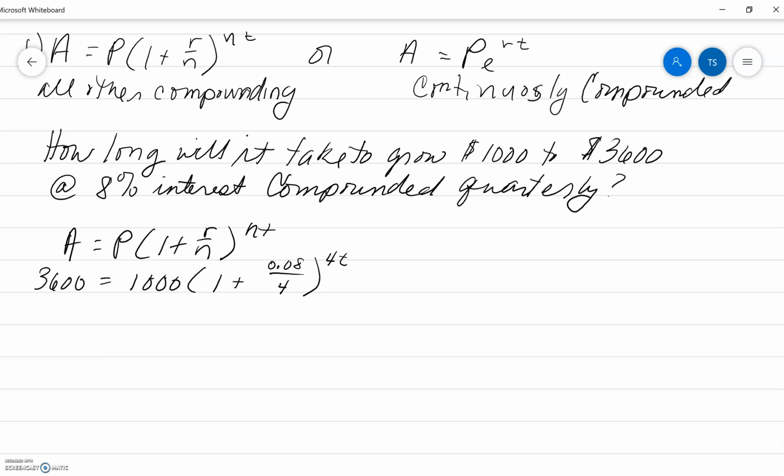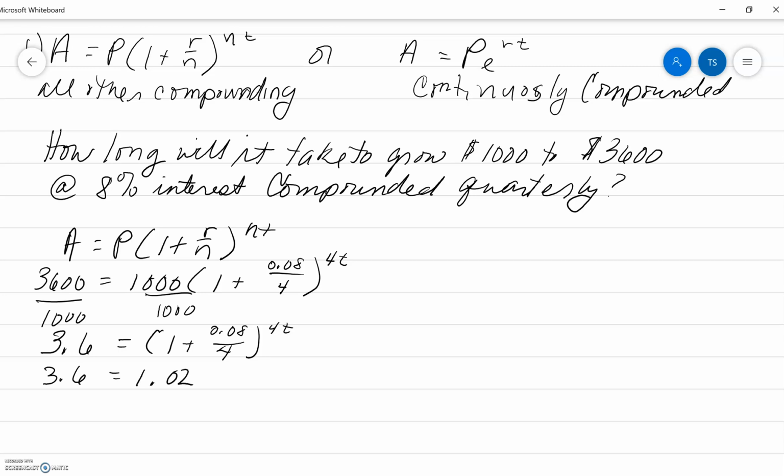Simplify some things as we go. The first thing we're going to do is divide by 1,000. So we're going to have 3.6 equals 1 plus 0.08 over 4 to the 4t power. Simplify what's in there. I should have done that first. 3.6 equals 1.02 to the 4t power.